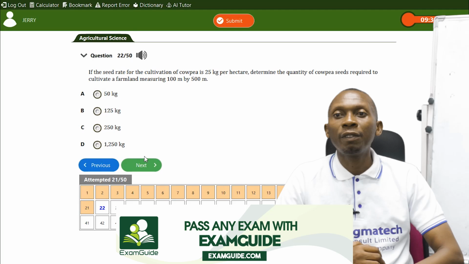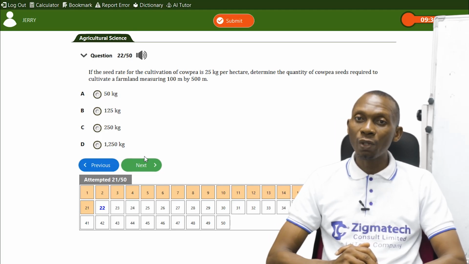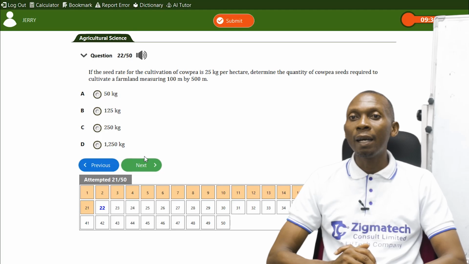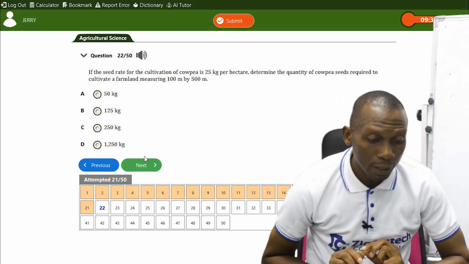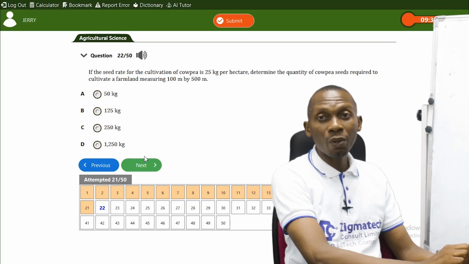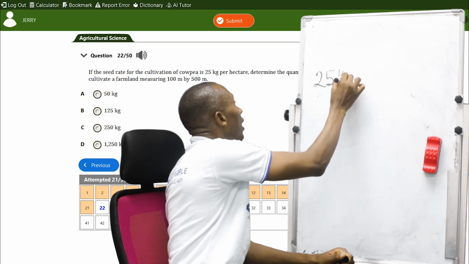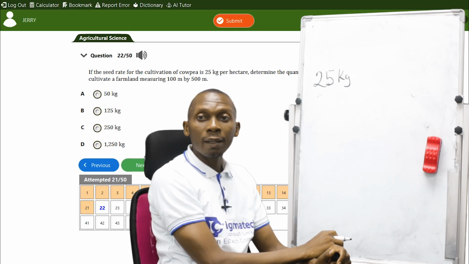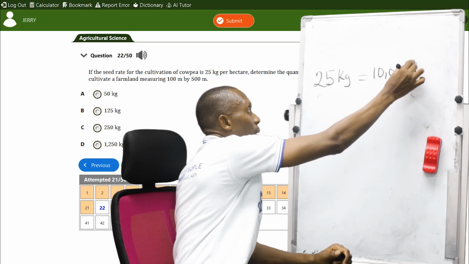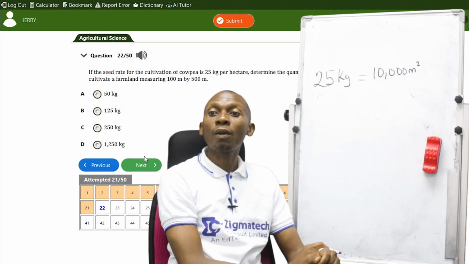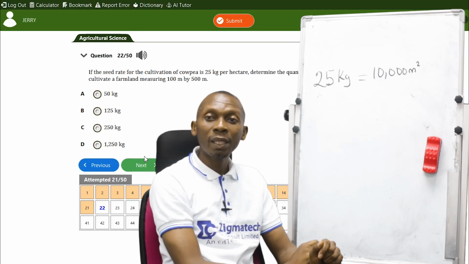Now, if the seed rate for the cultivation of cowpea is 25 kg per hectare, determine the quantity of cowpea seeds required to cultivate a farmland measuring 100 meters by 500 meters. Now, when we talk about a hectare of farmland, we're talking about 10,000 square meters. So here is just a simple calculation: 25 kg of cowpea is cultivated per hectare. And remember, 1 hectare is 10,000 square meters.